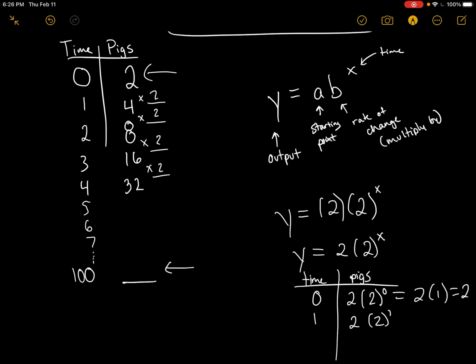2 times 2 to the first. Okay, that's just 4. So far so good. Time period 2, 2 times 2 squared. Okay, 2 squared is 4, times 2 is 8. And it looks like this function model is going to work. So if we're looking for our 100, it looks like we could just have this equal to 2 times 2 to the 100 power. So after 100 guinea pig expansions, that's where we'd end up.